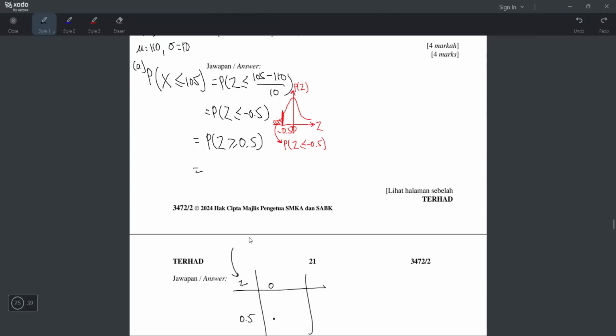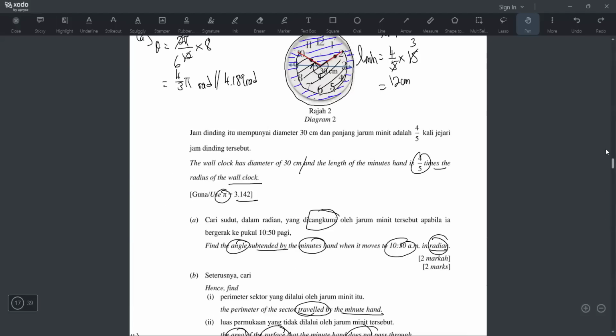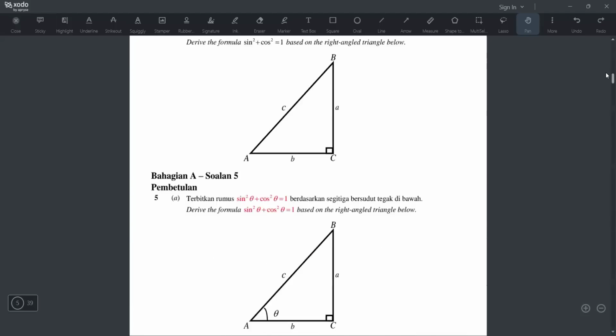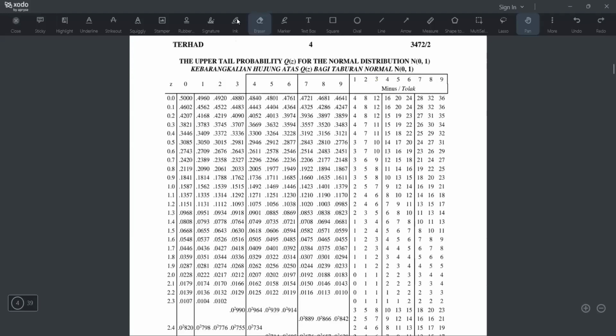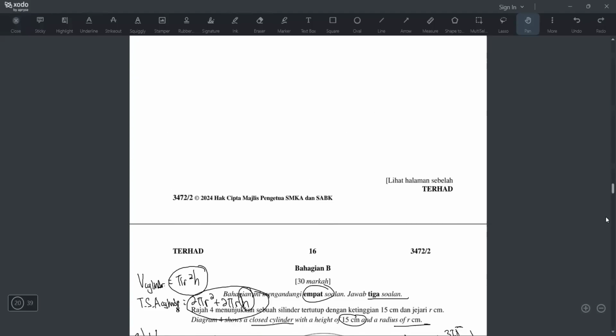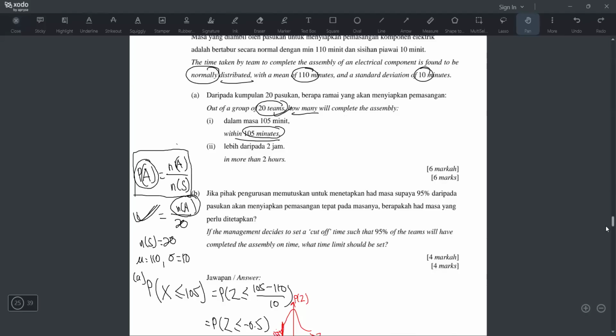Okay, so now I'll go to the Z value table to find 0.5. So let me scroll up. Okay, so where is 0.50? As you can see, it's here. So the answer is 0.3085. That is the probability. Okay, so go back down and write 0.3085.